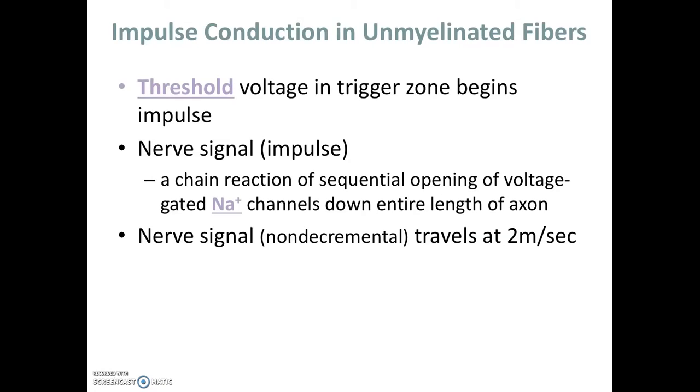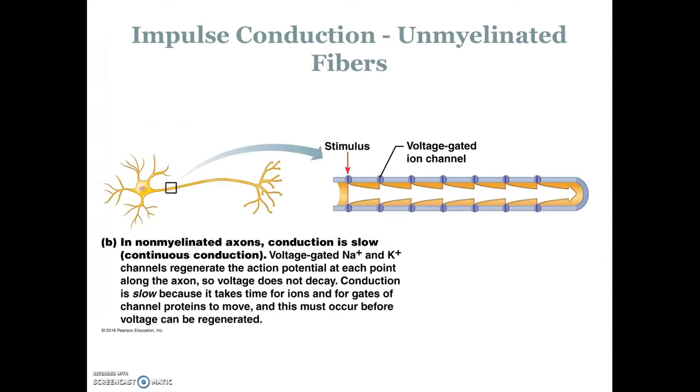In unmyelinated fibers without a myelin sheath, the threshold voltage in the trigger zone begins the impulse. The nerve signal or impulse is a chain reaction of sequential opening of voltage-gated sodium channels down the entire length of the axon. In unmyelinated fibers, the nerve signal travels at approximately 2 meters per second. You can see that as the sodium is let in, it triggers the voltage-gated channels right next to that initial stimulus to open and continue the action potential.